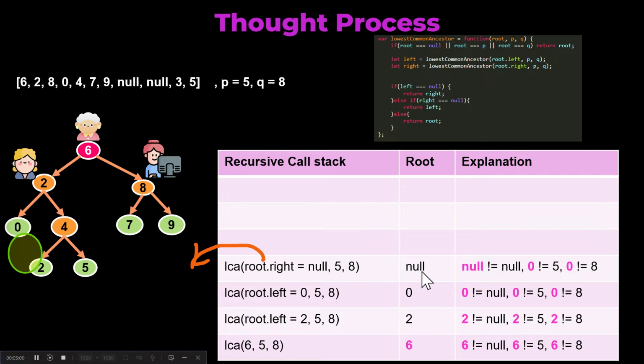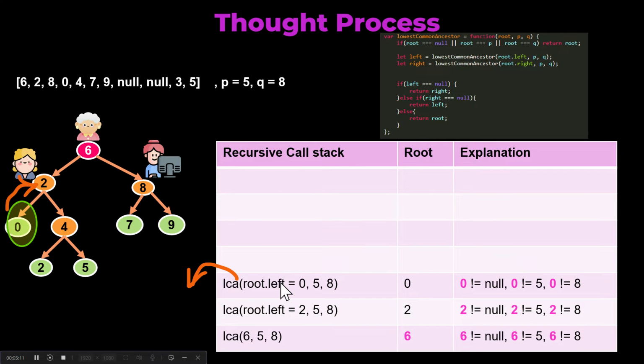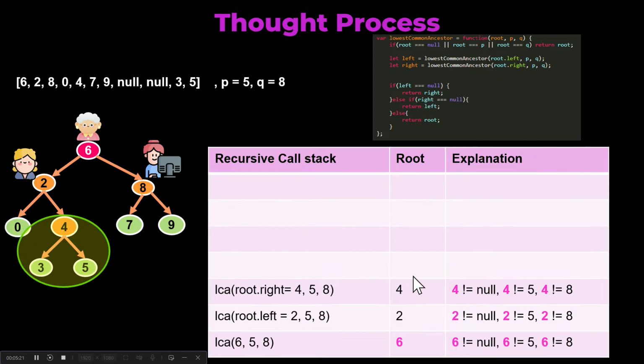root.right. So now it's null. Sorry again, null is equal to null, so it should be equal. So in this case, we have reached one of the base cases, so we will return the root, which is 0. So we have checked all the left subtree here. So we will get back to 0, and then from 0 we will go back to 2.